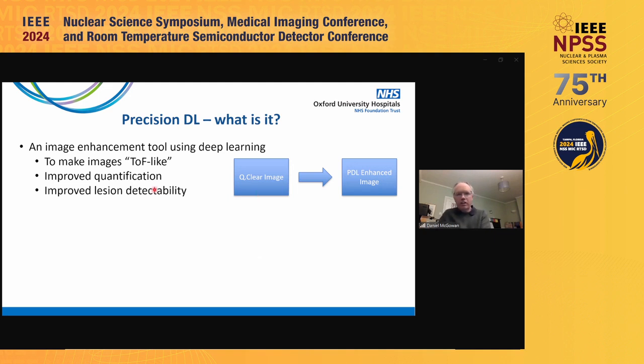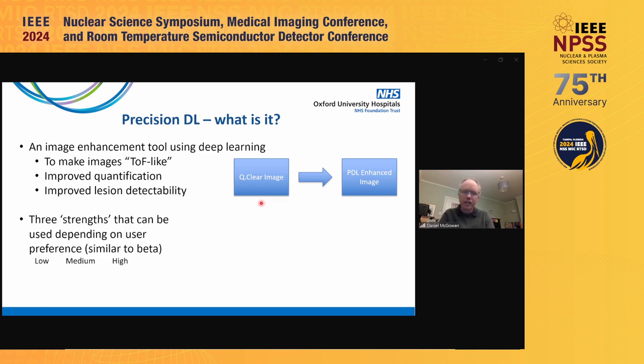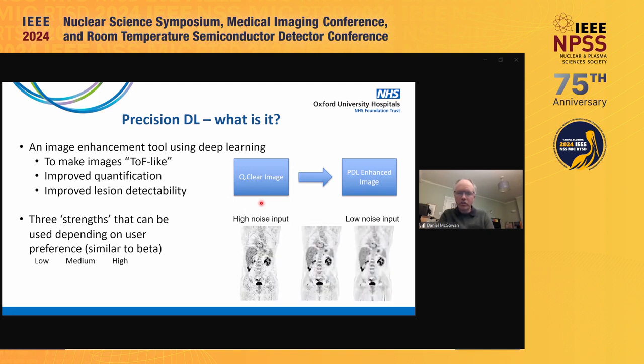So essentially, I think it uses a Q-clear image, a MAP image with non-time of flight. You apply the PDL, and it makes the image more time of flight like. Therefore, it gives you improved quantification and improved lesion detectability. And the way that they've implemented it is three different strengths, depending on user preference. So similar to beta really.